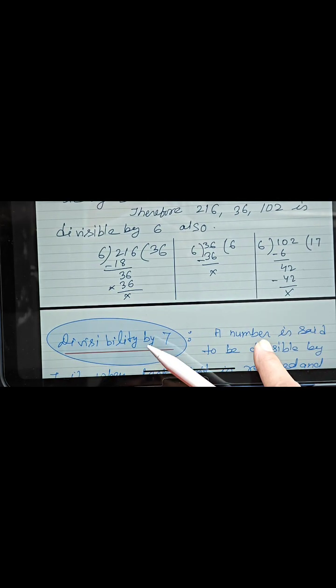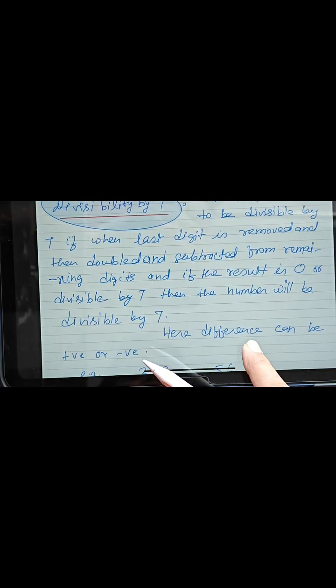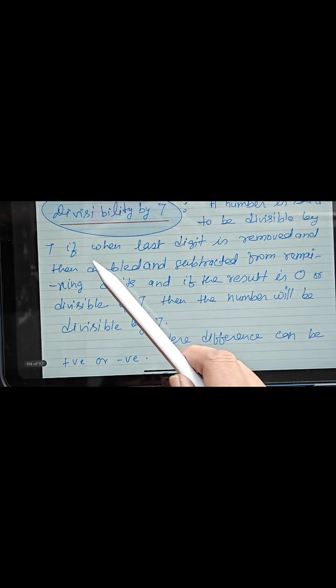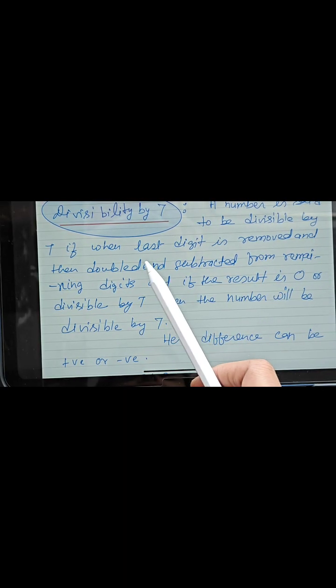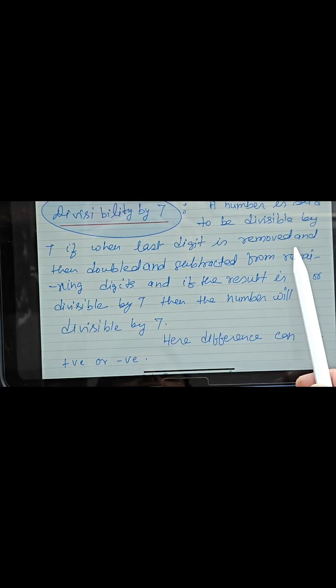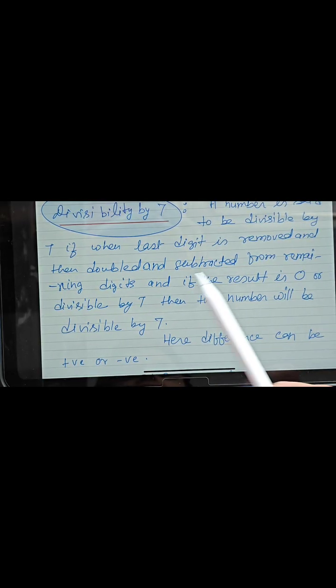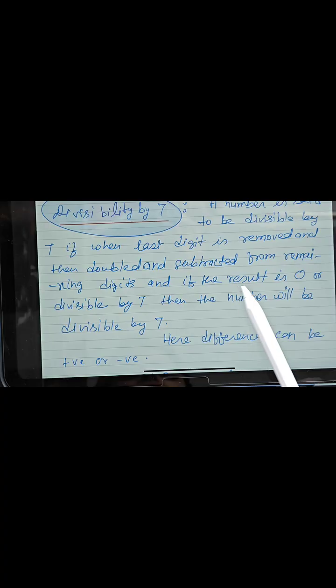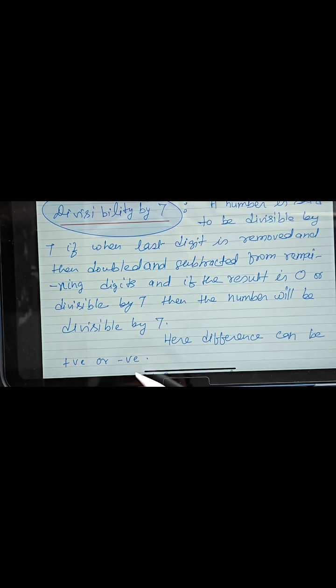Okay, now divisibility by 7. This is very new for you. A number is said to be divisible by 7 if, when the last digit is removed and then doubled and subtracted from the remaining digits, the result is 0 or divisible by 7, then the number will be divisible by 7. So what is the meaning of these lines? Just we will see through the examples.